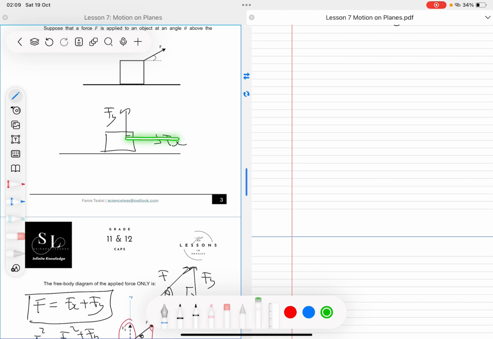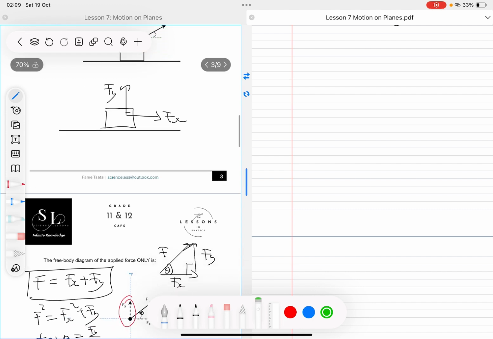It means that if I pull this object in this direction and in that direction at the same time, right, it will move in the same way as when I pull it with only one force in that direction. Right, so these two forces have the same effect as this force. Hence, we say this force here is the resultant force, right?